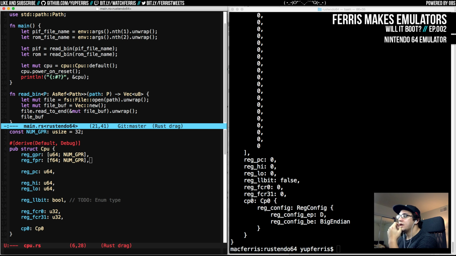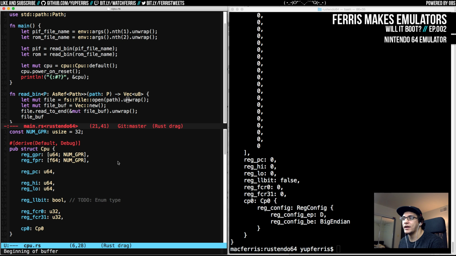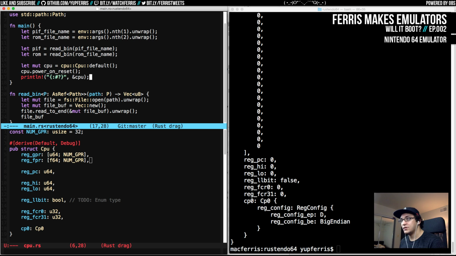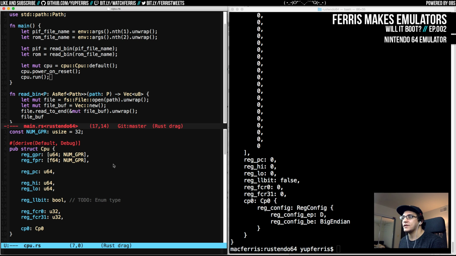Cool. So now what we want to do is actually get the CPU running. And the easiest way to do that is just to create a function called cpu.run. Just going to call it already because I know that's what it's going to be called. And this will just run it indefinitely.